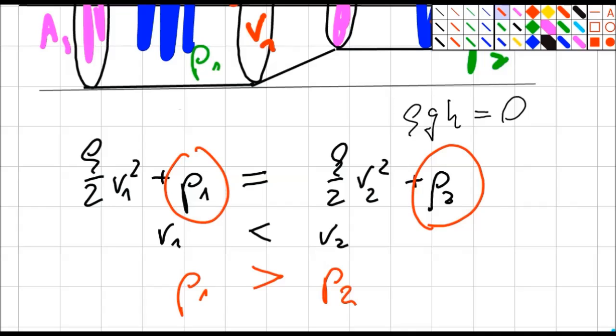Speed high, pressure low. Speed low, pressure high. That doesn't spring to your mind. Every one of us would have guessed differently. But with the law of the conservation of energy, which Bernoulli expressed in this Bernoulli equation, this is the consequence. We have a high speed of a fluid, the static pressure will be less. We have a low speed of a fluid, the static pressure is increased.